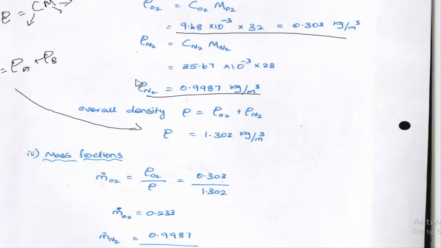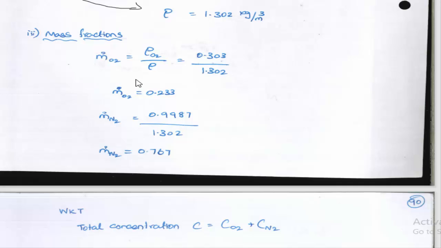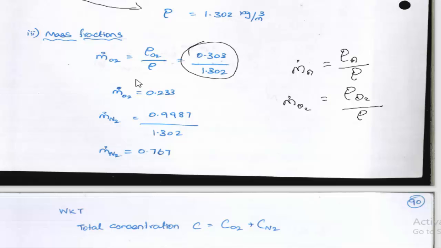Then the third subdivision, mass fractions. Mass fraction is nothing but m dot of A, right? So m dot of O2 can be found out by this formula: rho, the mass density of component A, divided by the overall mass density. This is the formula which we have already discussed. Here the component A is m dot O2, which is equal to rho of O2 divided by total mass density. These two values we have already found out. Substitute those values and find out the mass fraction of O2 and the mass fraction of N2, right?